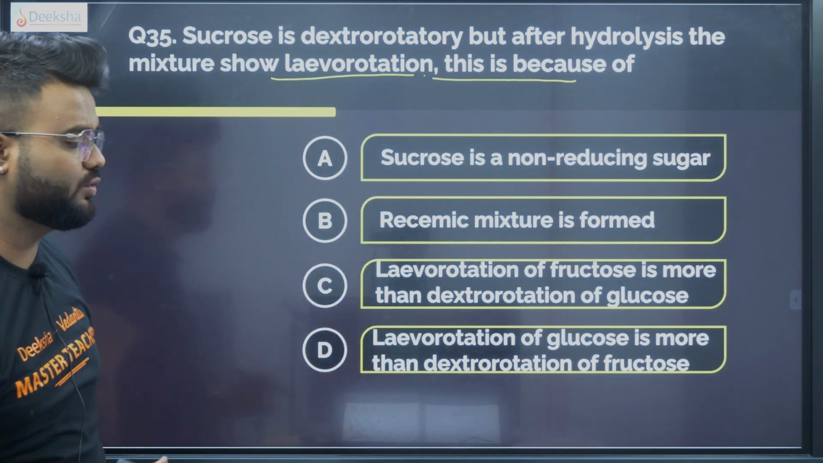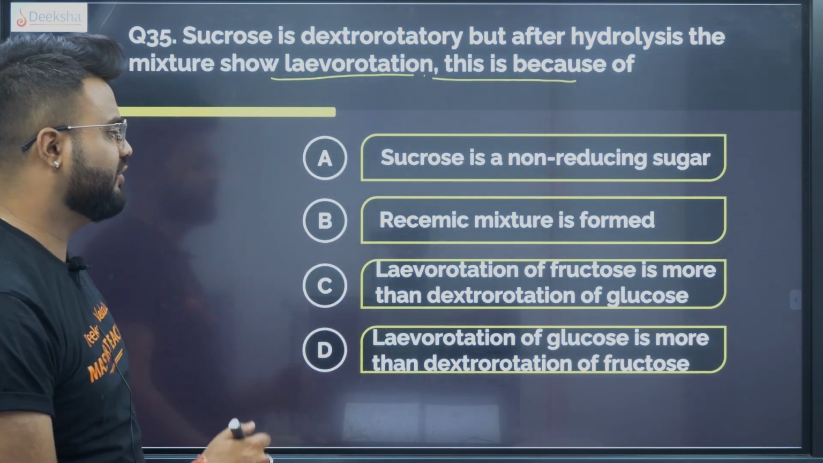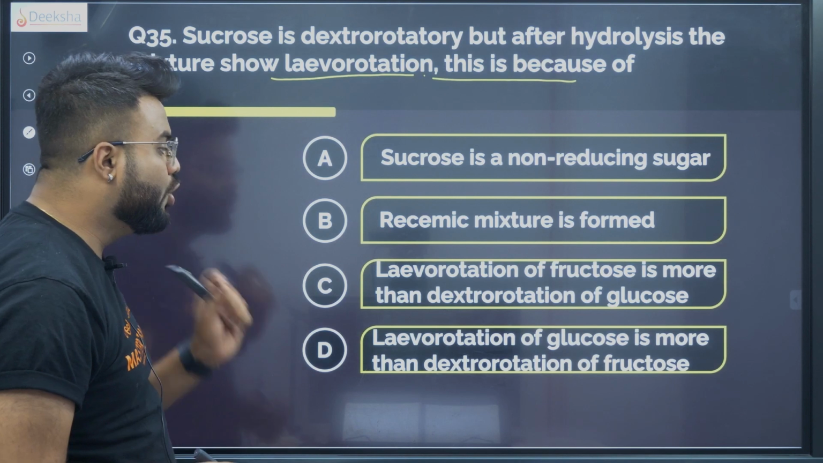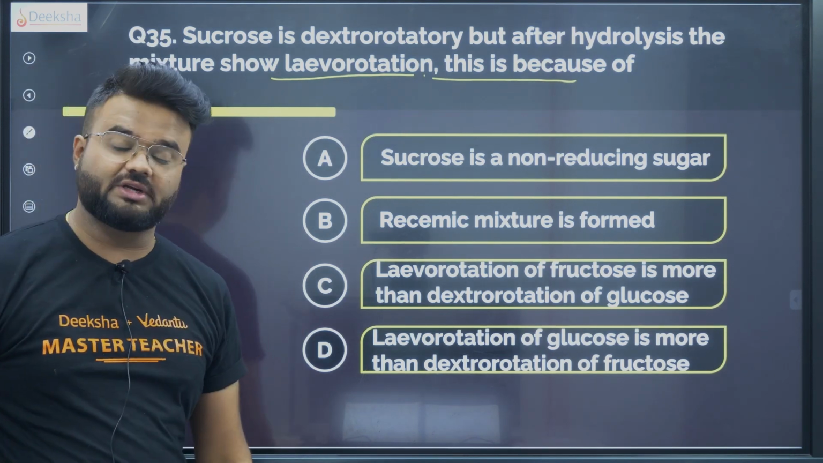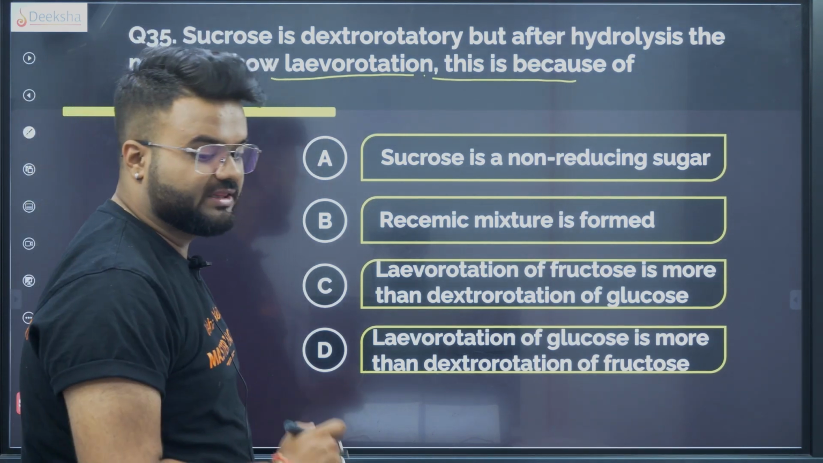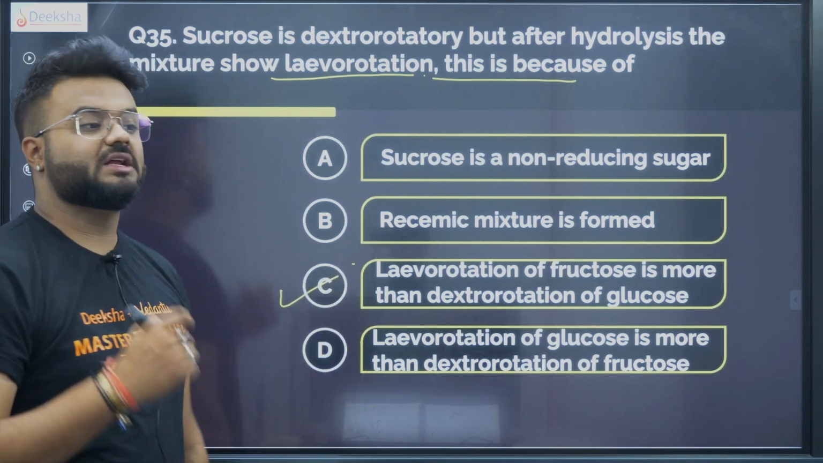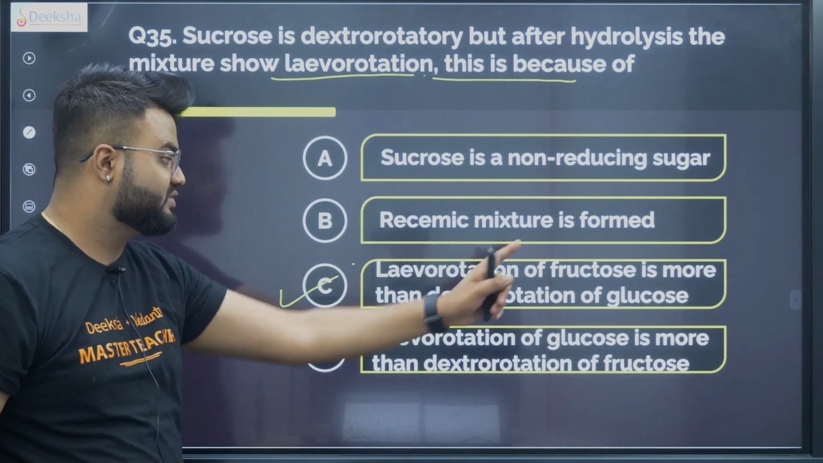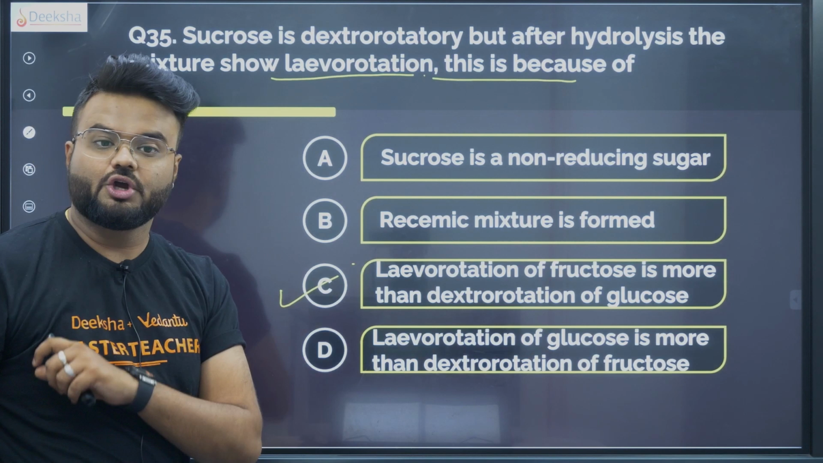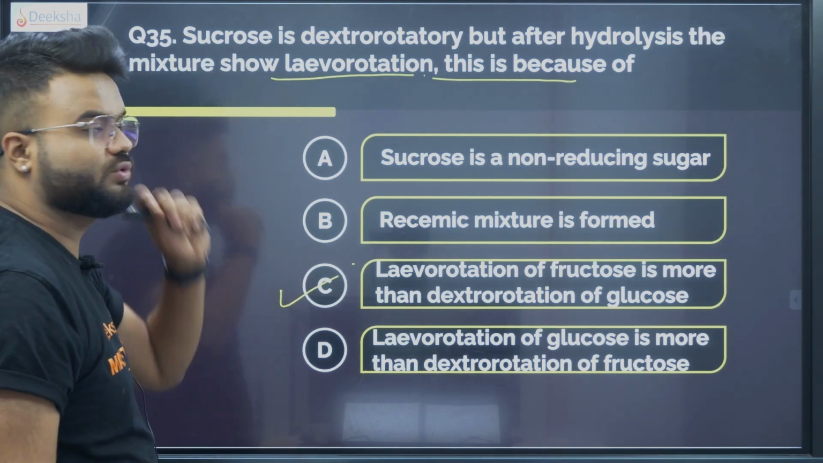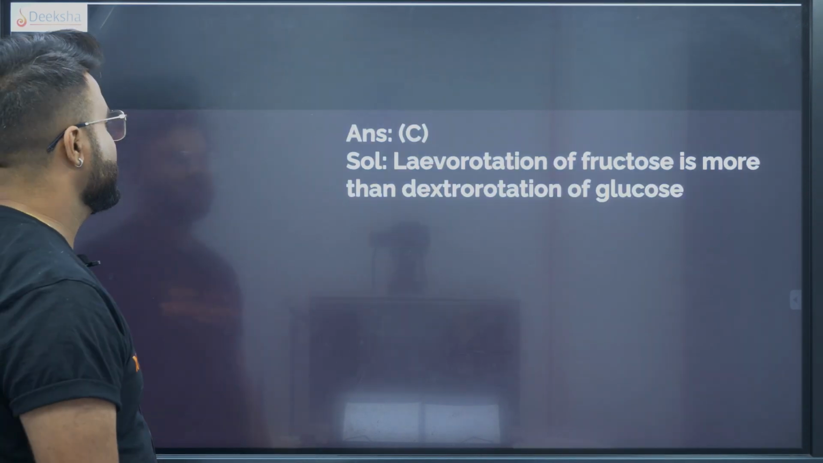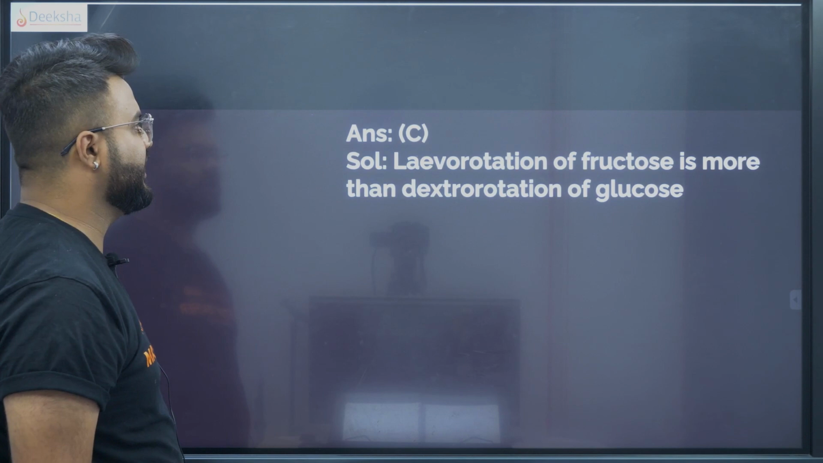Your correct answer would be that the levo rotation of fructose is more than the dextro rotation of glucose. Therefore, your correct answer will be option C, that is levo rotation of fructose is more than the dextro rotation of glucose. You know what sucrose is made up of, right? Now, option C will be your correct answer.